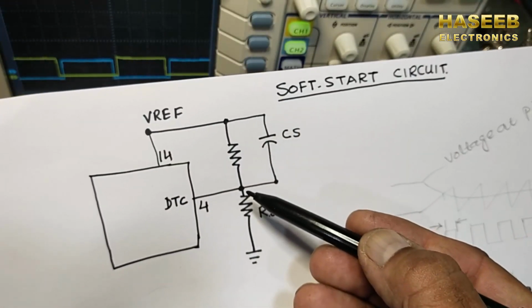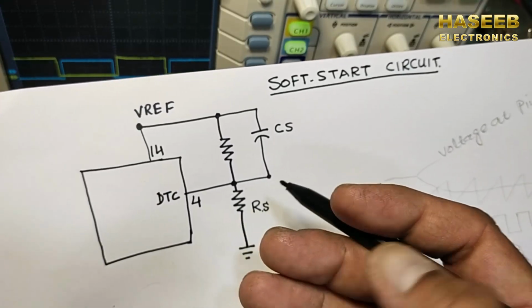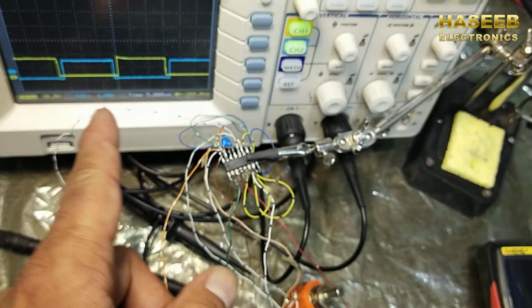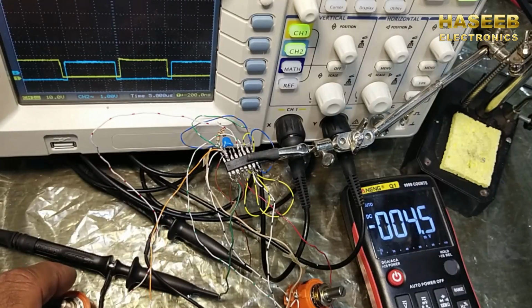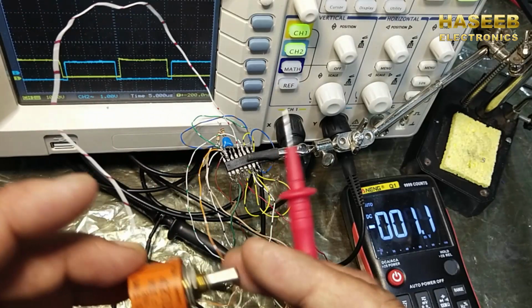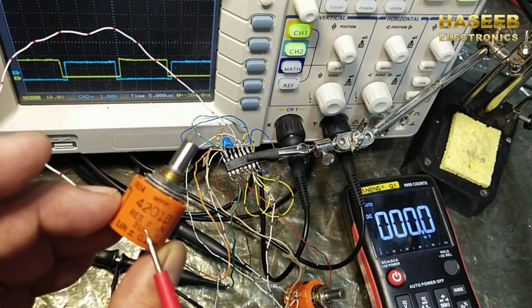If we increase the voltage at pin number 4, it will create more gap between the two channels. So I connected a variable resistor of 20k. We can use 100k.